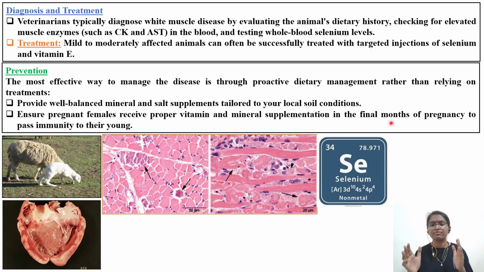its pregnancy window differently. So for cattle, during the last period of her pregnancy, you have to make sure that the particular animal is receiving enough vitamin as well as mineral supplements. In the final month of pregnancy, this passes immunity to the young, because maternal transfer of immunity to the calves in the womb is very important.